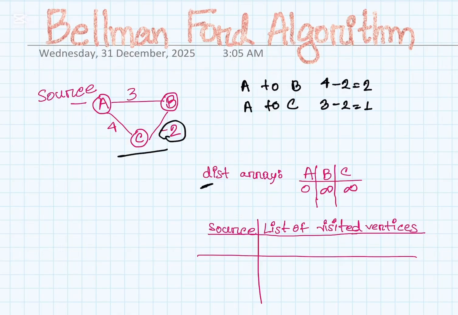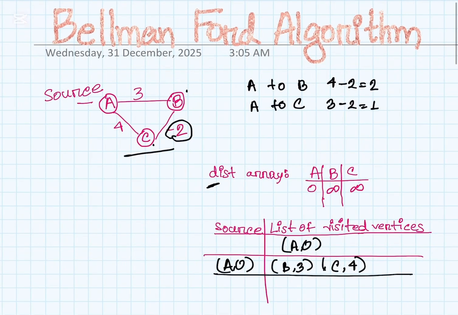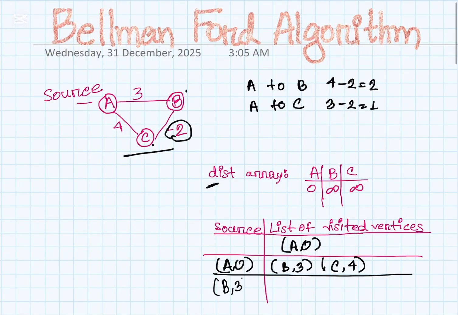So at first, let's put down a source with its distance. So A comma 0, it's going to be our new source. The adjacent vertices are B and C. So B comma 3 and C comma 4. Between these two, clearly B is smaller. The distance of B is smaller. So B comma 3 is our new source.